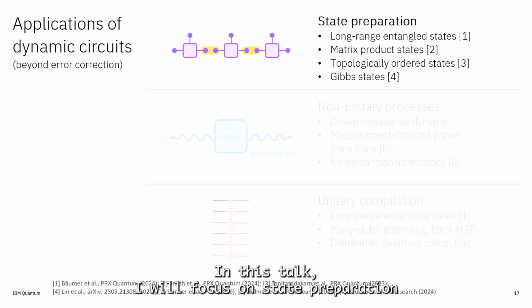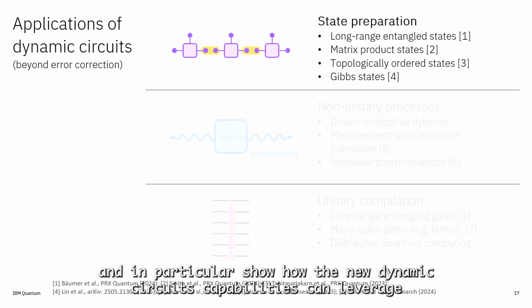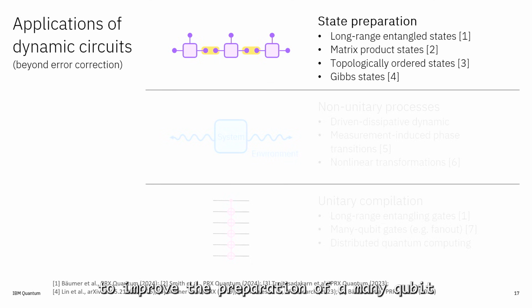In this talk, I will focus on state preparation and, in particular, show how the new dynamic circuits capabilities can be leveraged to improve the preparation of a many-qubit entangled state known as the AKLT state.